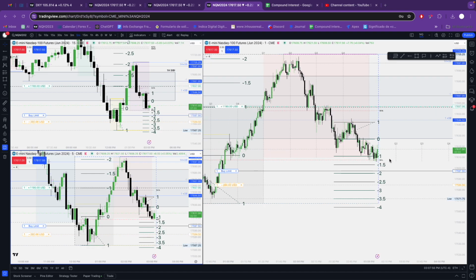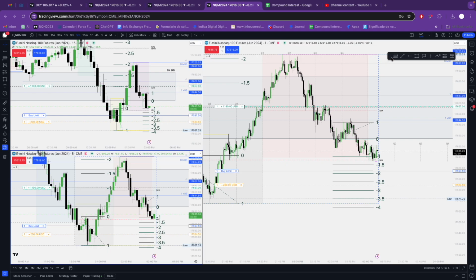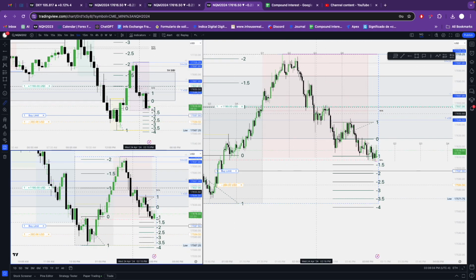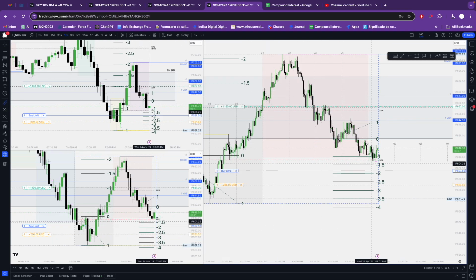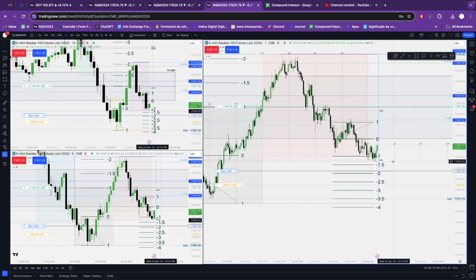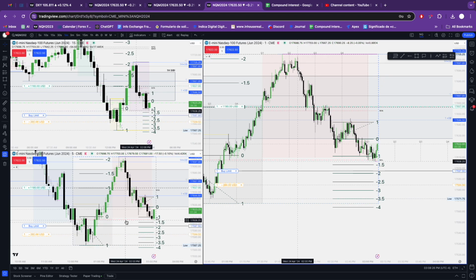Caught the New York lunch lows, just like how we went up here. How many times did we hit this? So this is 12 minutes. How many minutes has this been since we hit this? 12 minutes is here. So we should see a move here, if not right now.